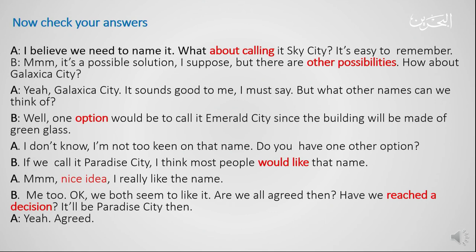A. Yeah, Galactica City. It sounds good to me, I must say, but what other names can we think of? B. Well, one option would be to call it Emerald City, since the building will be made of green glass. A. I don't know. I'm not too keen on that name. Do you have one other option? B. If we call it Paradise City, I think most people would like that name. A. Nice idea. I really like the name.